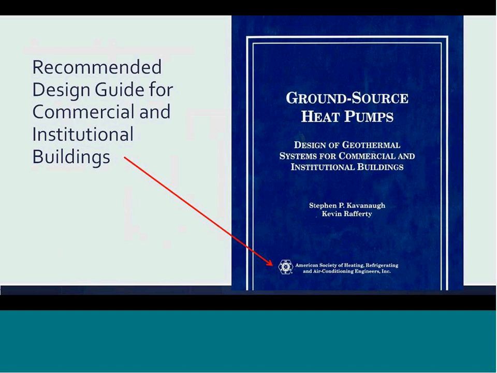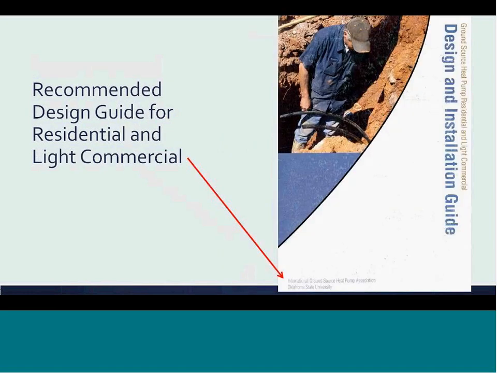The design guide should be on every design engineer's bookshelf. It was first published in 1997, as I mentioned previously, and is currently being updated and revised by ASHRAE. It is anticipated that the second edition could be ready as early as the fall of 2014. While the previous Blue Book is focused on commercial applications, it does have a lot of good information relevant to any ground loop system or building application.